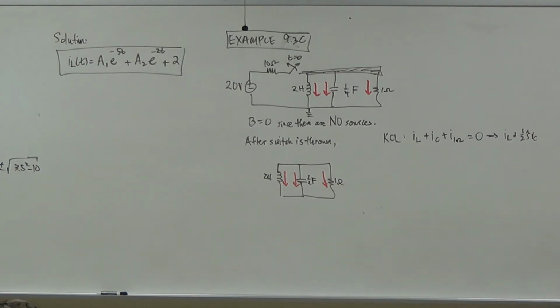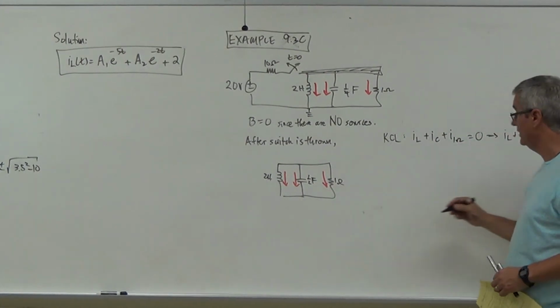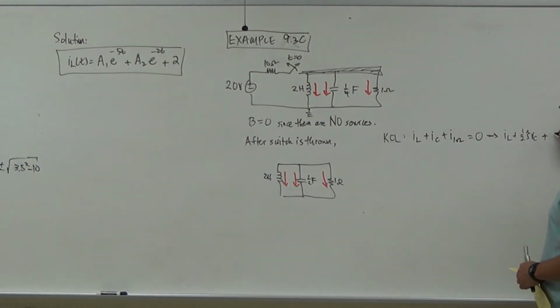Let's go to the next term. This is a 1. Note that these 2 are in parallel. So then that means this has to be 1/1 VC equals 0.